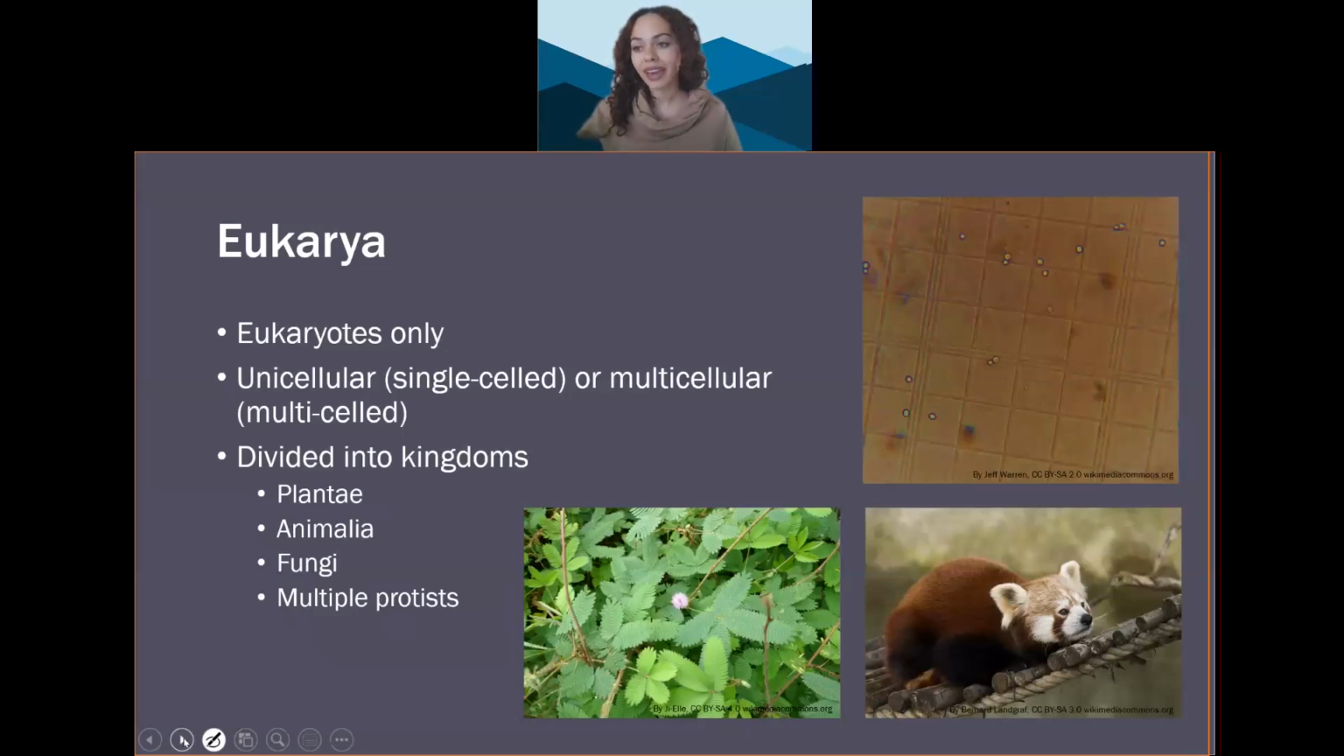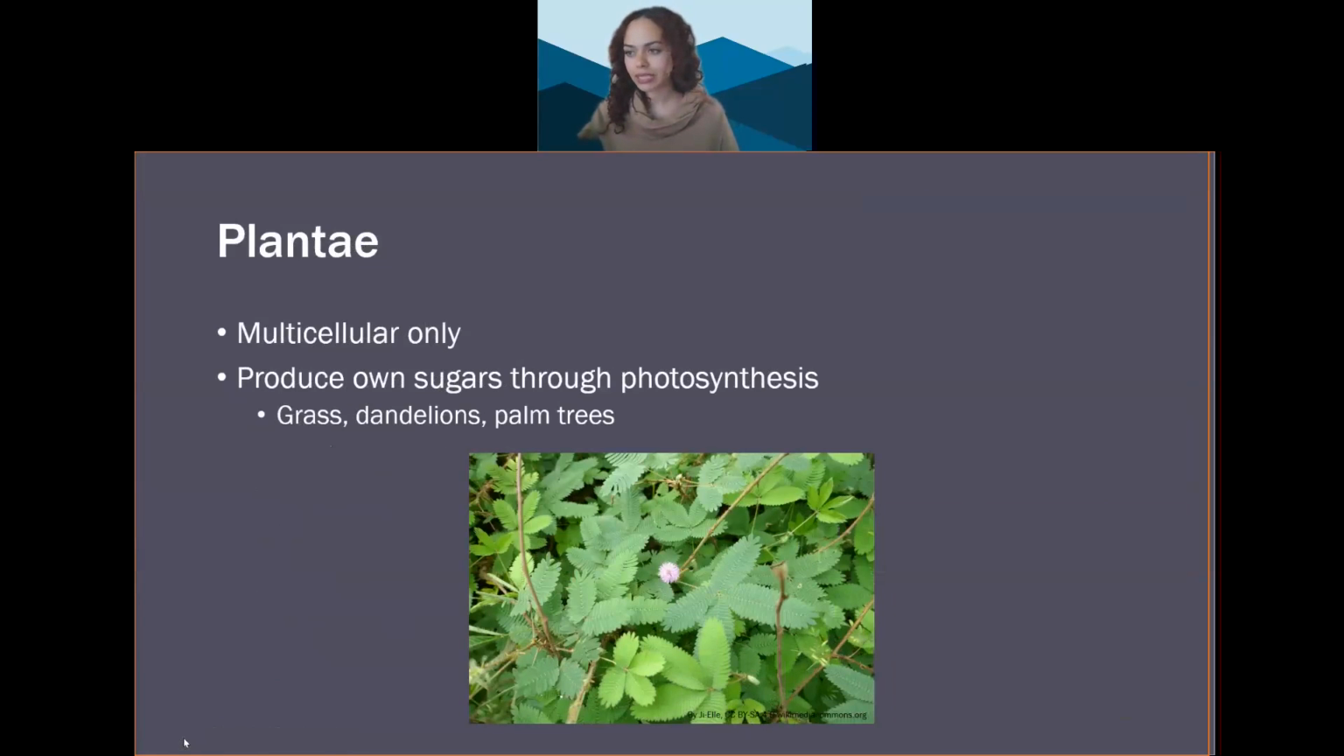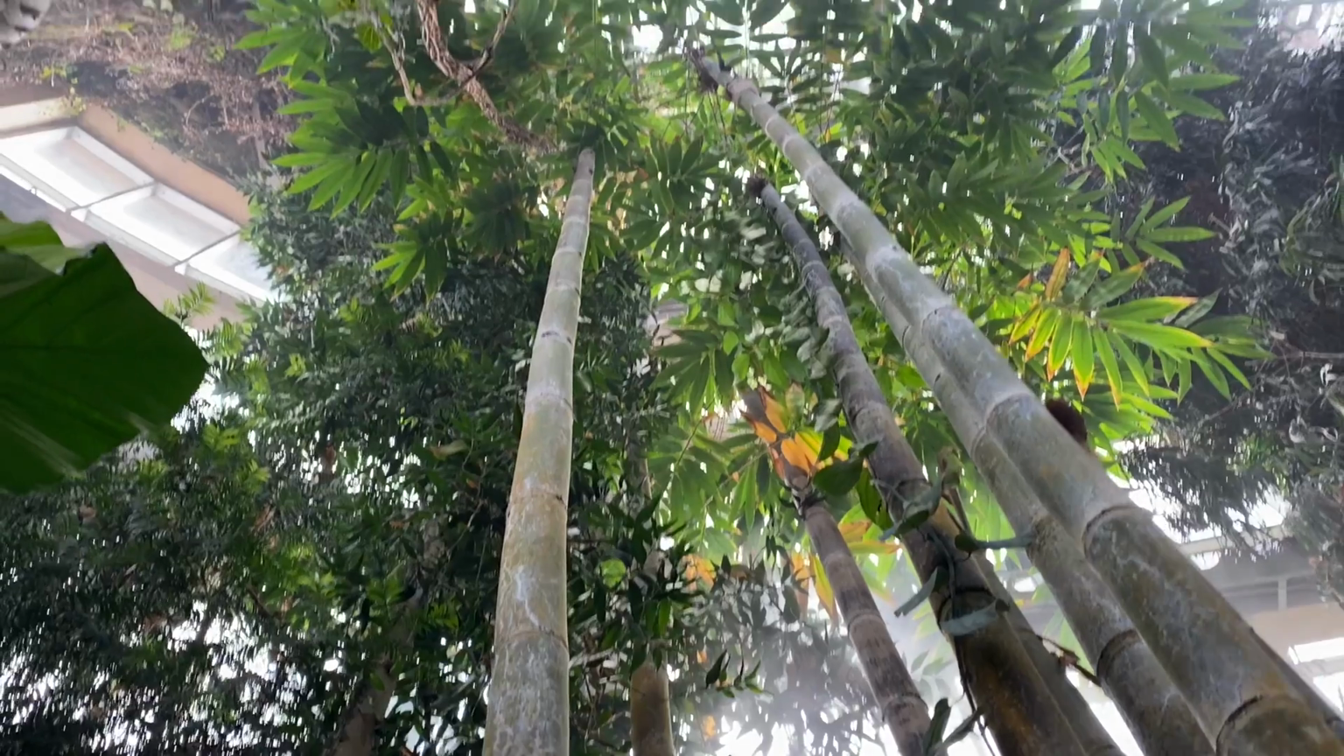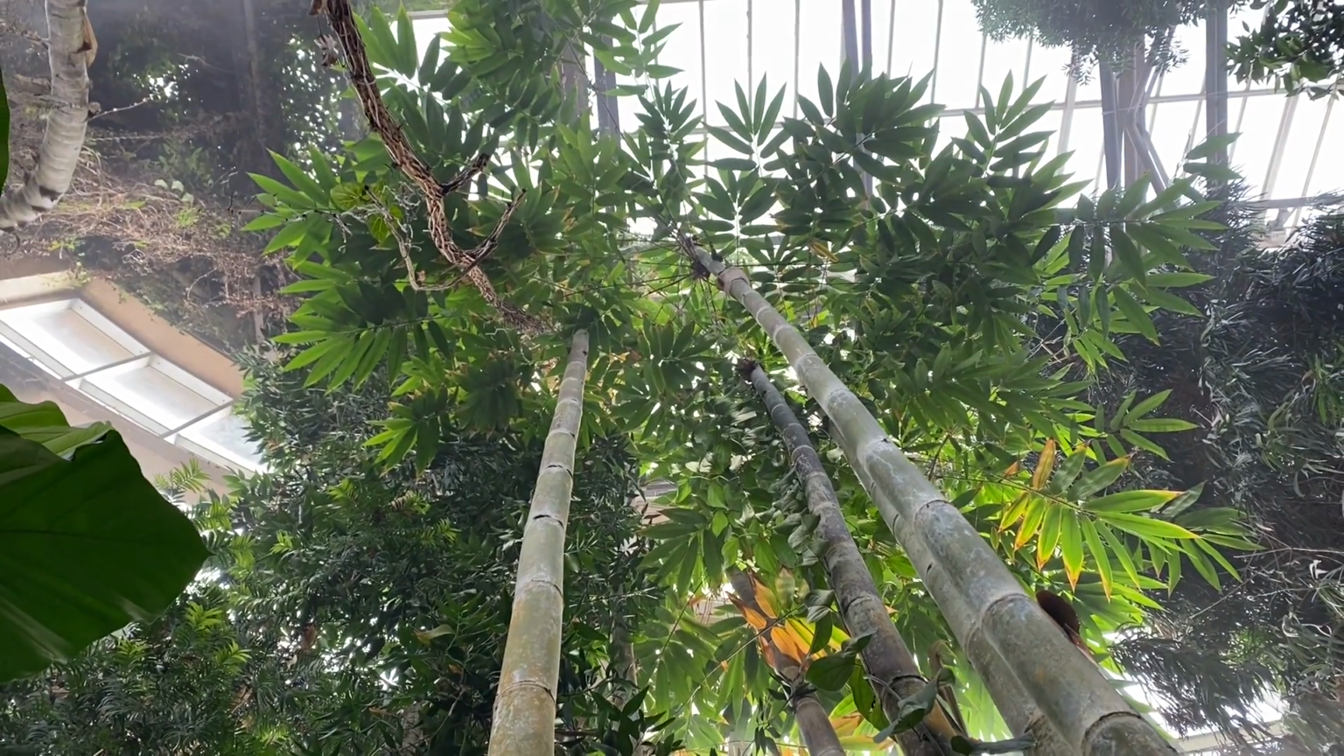As you might have guessed, the kingdom Plantae consists of plants, multicellular organisms who produce their own sugars and other nutrients through the process of photosynthesis. So for Plantae, you want to think of grass, dandelions, and palm trees.